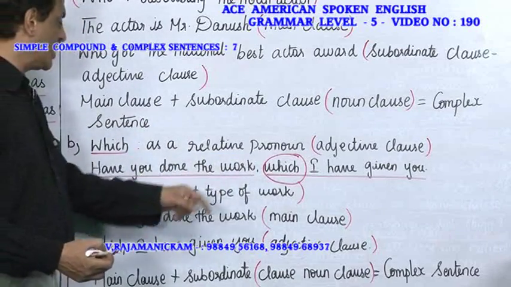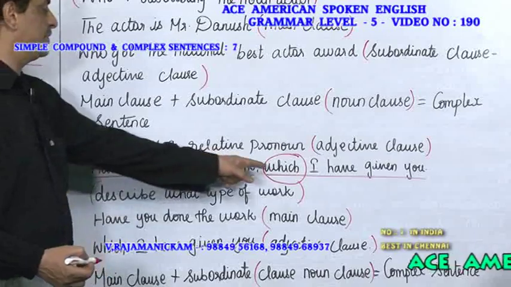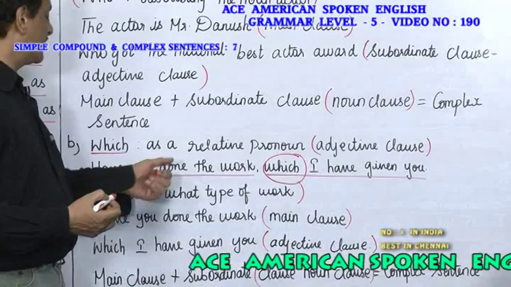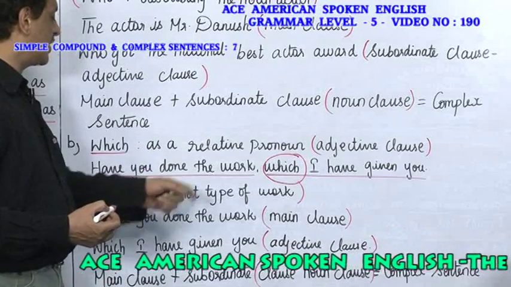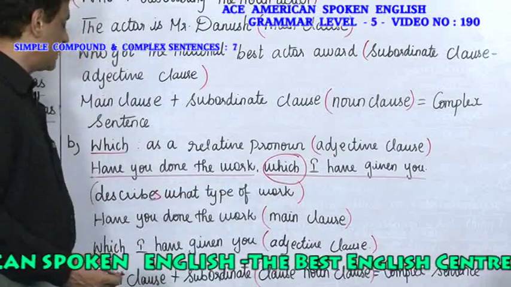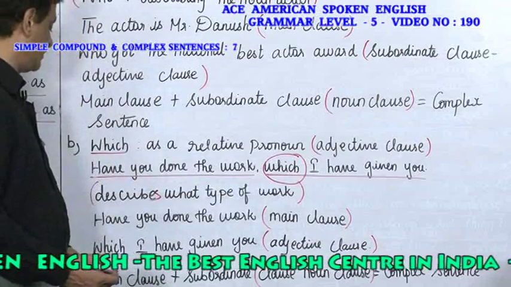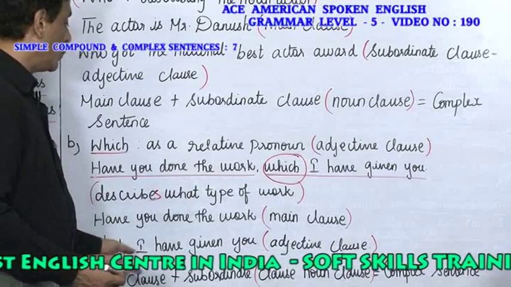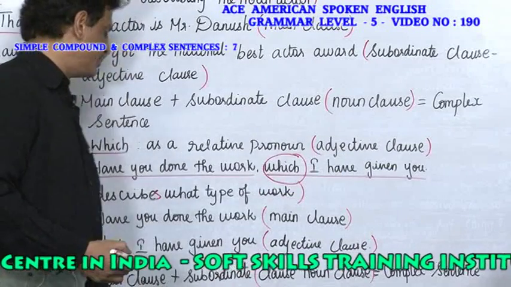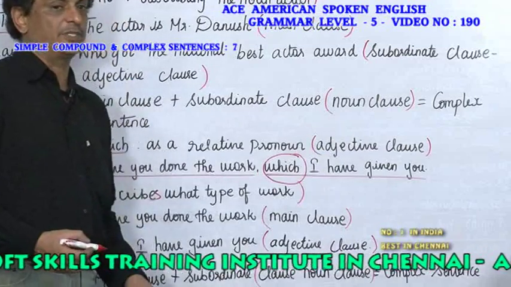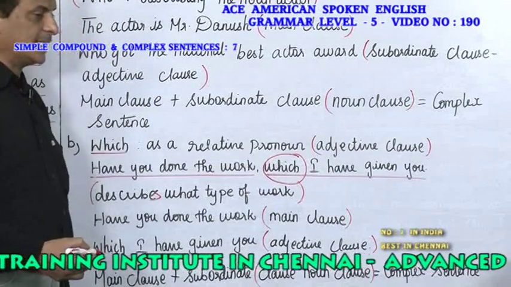So it describes what type of work. It is not only the work. What type of work? The work which I have given you. Have you done the work is the main clause. It's a question sentence. What type of work? Which I have given you. The work is described with a sentence, which I have given you. So it becomes what? Adjective clause.